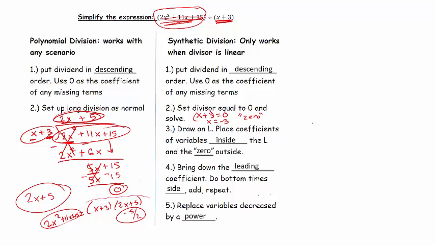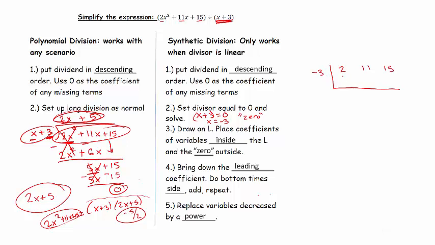So next we're going to draw an L. And I'm going to do this over on the side. We're going to write the coefficients of our variables. So our coefficients are 2, 11, and 15. We're going to put those inside the L, just like this. We're going to put our 0 outside the L. So it was -3, that goes outside the L.